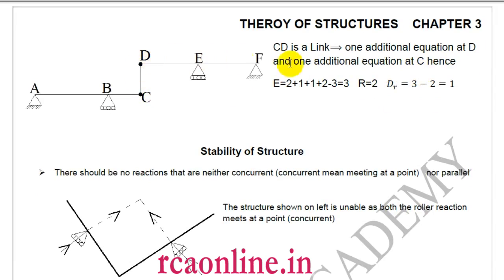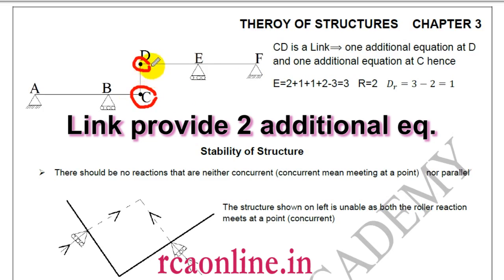Now let us take another problem of a link. If there are two beams joined by a link, CD is a link, and a link can take only one axial force, it cannot take the vertical load. So how many additional equations am I getting? I am getting additional equation 1 here and 1 here. And what is that? The moment at this and this point is 0. So I get 2 additional equations. So my R becomes 2.